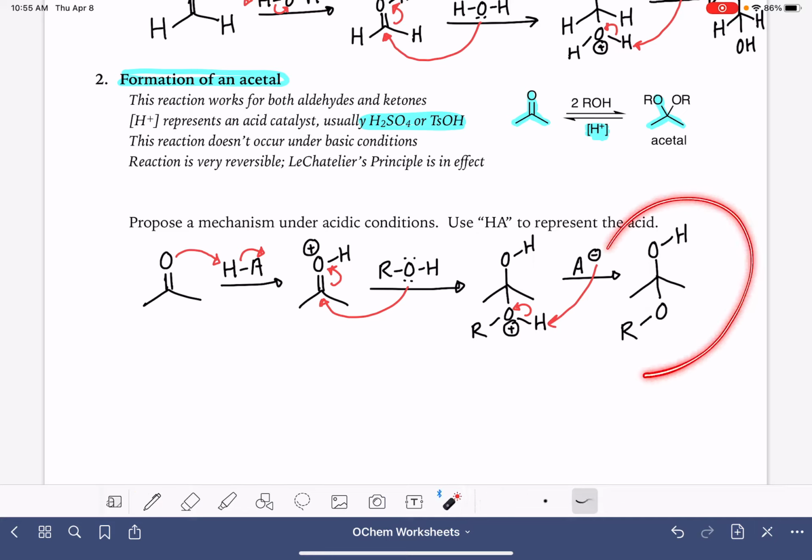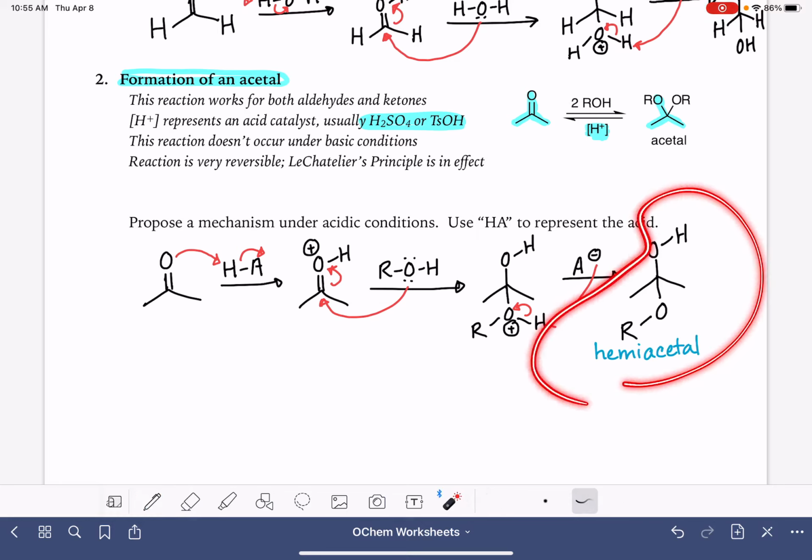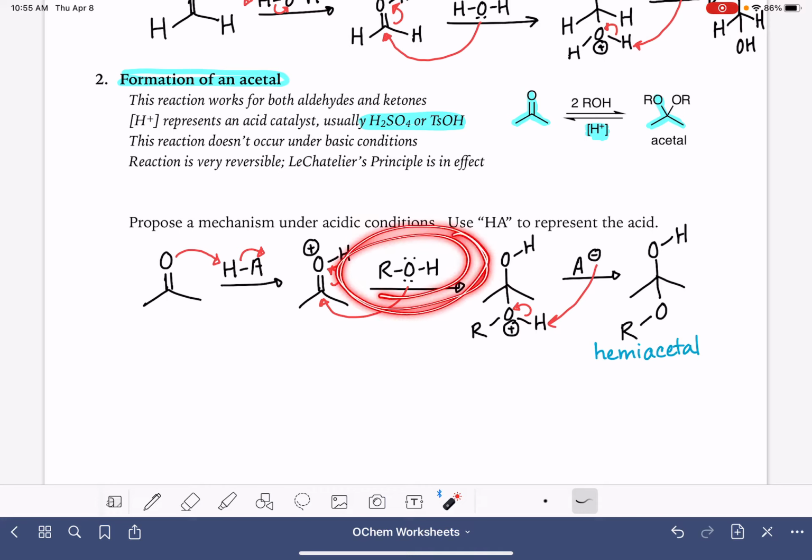So this molecule we've made right here, we're halfway to an acetal. We've got one of those OR groups added. This molecule is actually called a hemiacetal. Hemi, like for half. It's halfway done. And we could stop the reaction at this point if we wanted. The formation of the hemiacetal is very favorable, it's very stable. If we only put in one alcohol, this is what we're going to produce, just the hemiacetal.